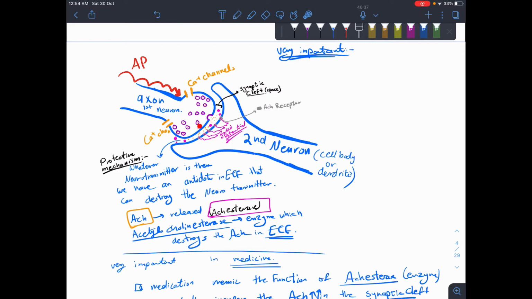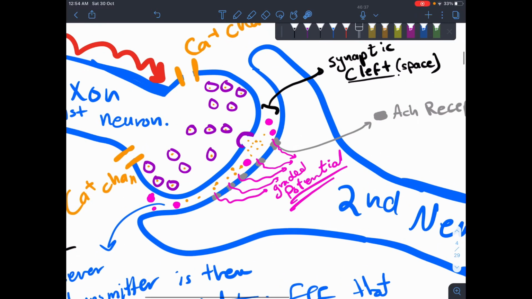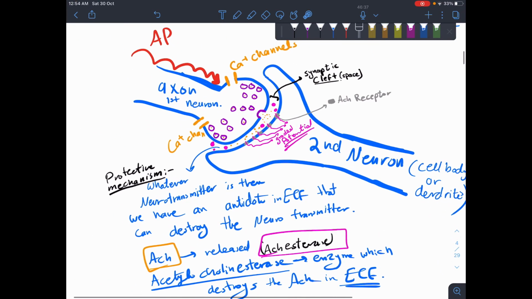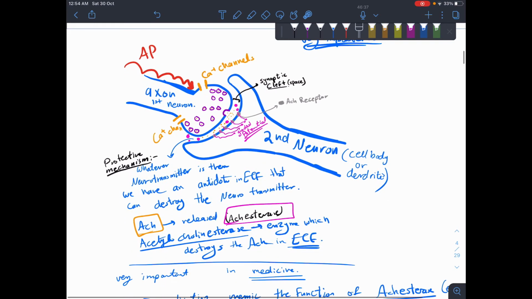And these vesicles, the purple vesicles, contain a neurotransmitter. The orange one is the neurotransmitter. So when this vesicle opens on the synaptic cleft, it releases the neurotransmitter.